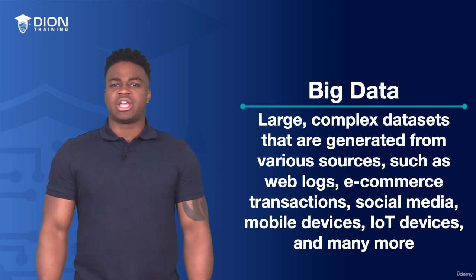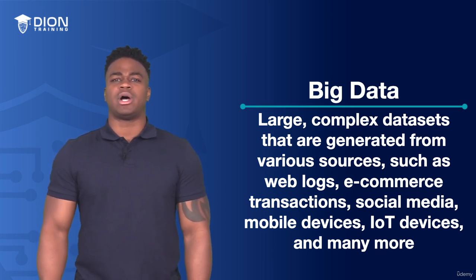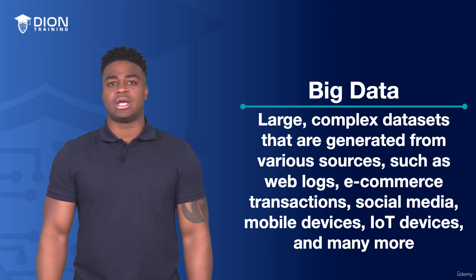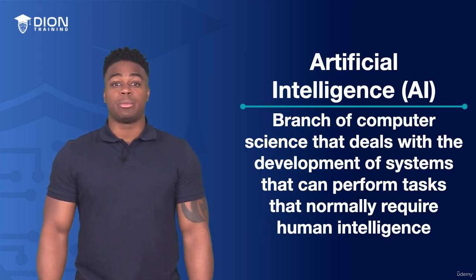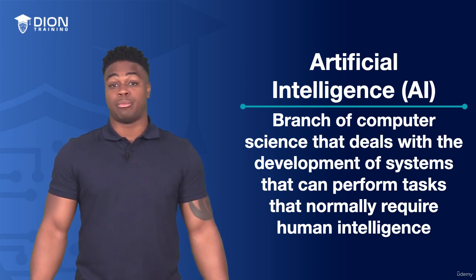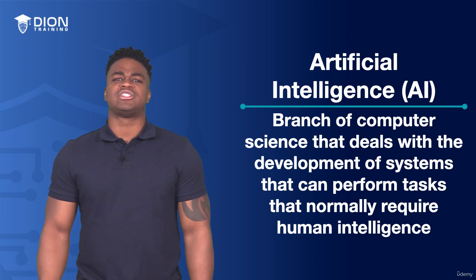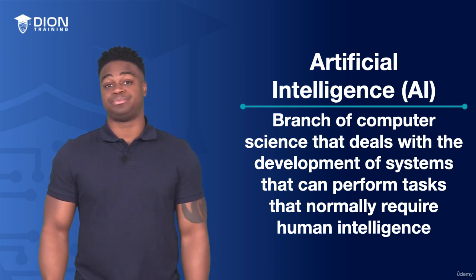Big data is really characterized by its volume, velocity, and variety, making it difficult to store, process, and analyze using traditional methods. Artificial intelligence is a branch of computer science that deals with the development of systems that can perform tasks that would normally require human intelligence, such as recognizing patterns, making decisions, and solving problems. Artificial intelligence systems can learn, reason, and make decisions based on the data that they have been trained on.